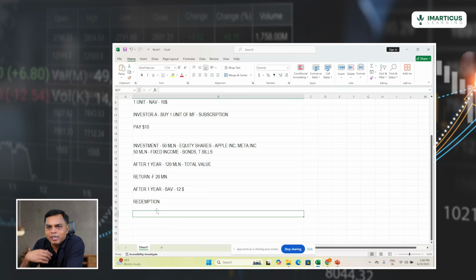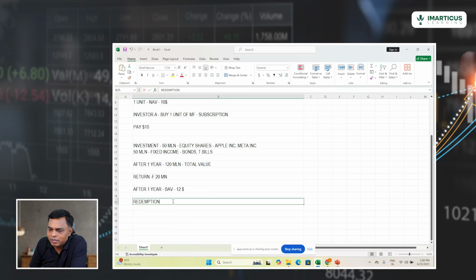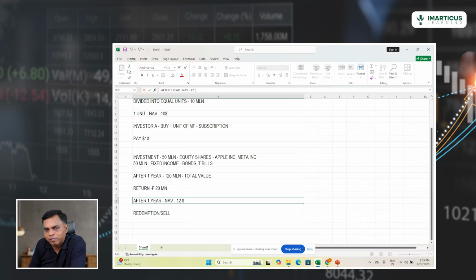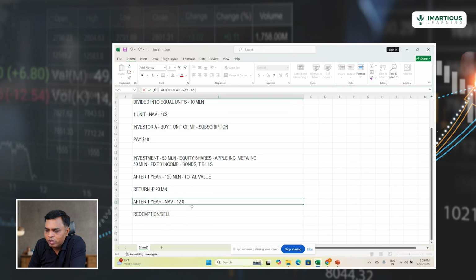So, the investors will now sell back the units, which are now $12. Investor A in this case started with $10 and after 1 year, the value of the fund is now $12. He sold and thus he made a profit of $2. This is how a mutual fund actually works.